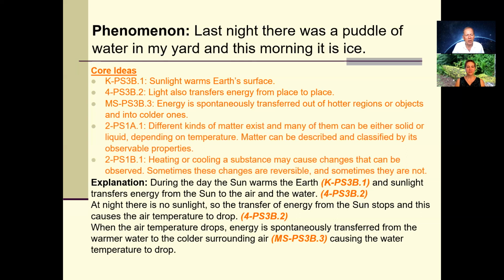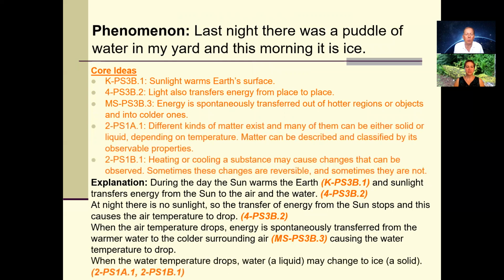Well, here are 2 foundational ideas, the simplest ideas we have to make sense of that. They're from 2nd grade. It talks about the fact that matter exists in many forms. Sometimes it's solid and sometimes it's liquid. And the 2nd idea talks about the fact that heating and cooling can cause matter to go from solid to liquid or vice versa. So what we can do with this idea is we can now understand that when the water temperature drops, water, which is a liquid, may change to ice, which is a solid. And this is how we can use core ideas to construct an explanation.